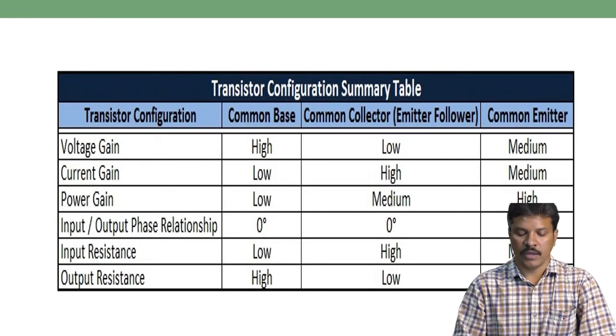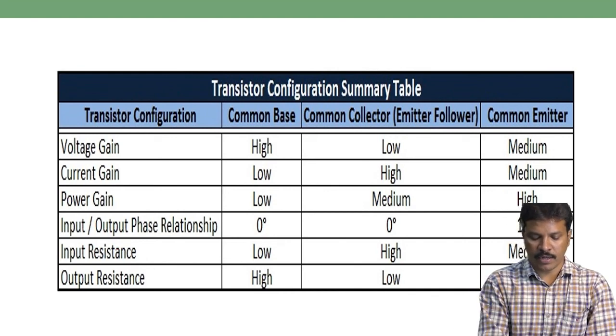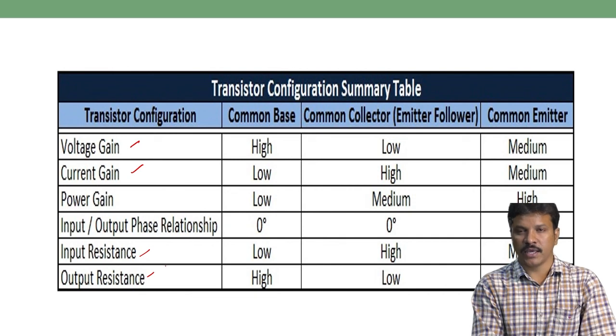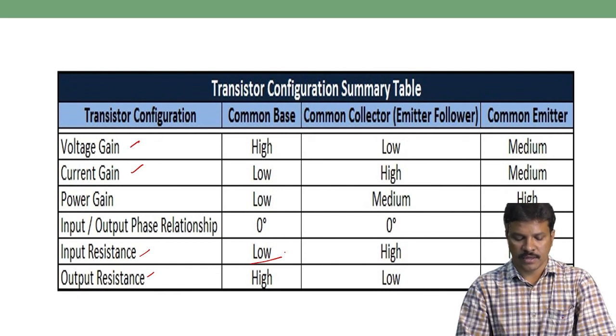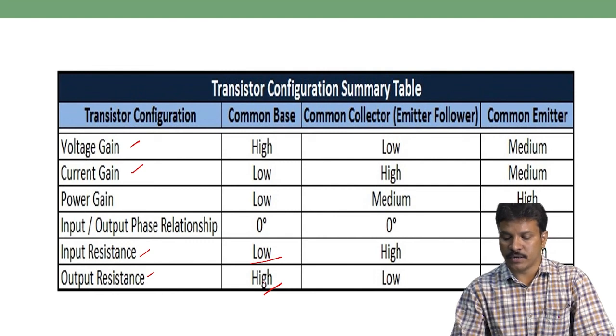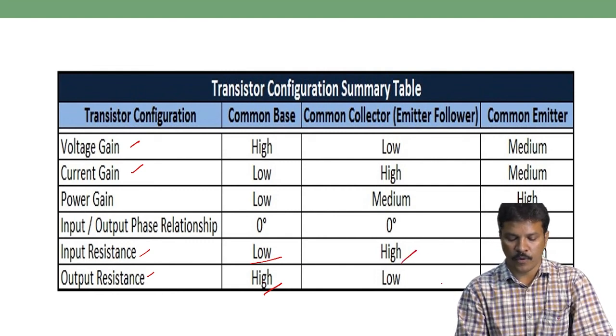So here, if you see these three configurations, the most important parameters we can calculate are resistance, input and output, and current gain and voltage gain. What is the input resistance for common base configuration? Low input resistance and output resistance is very high. This is quite the opposite of what we observe in the common collector: high input impedance and low output impedance.